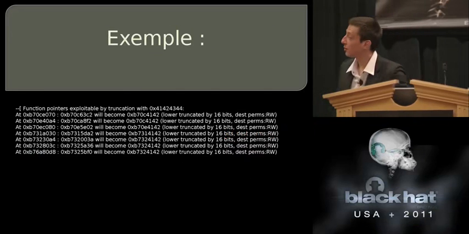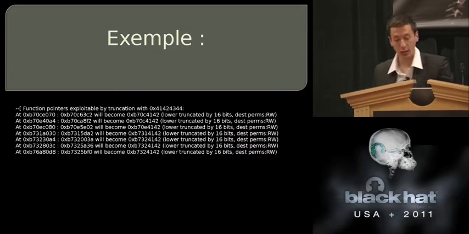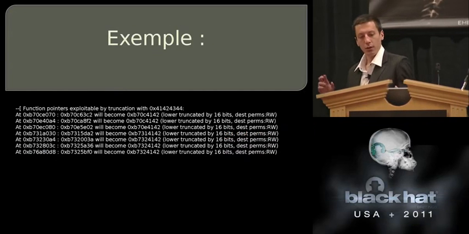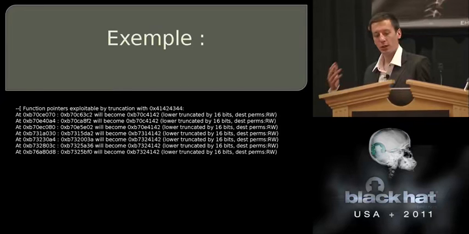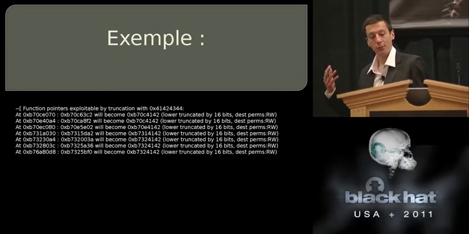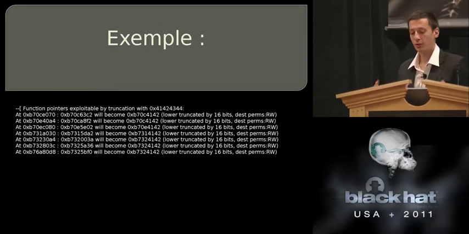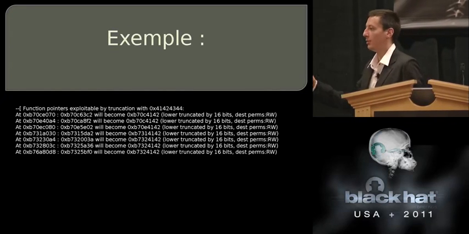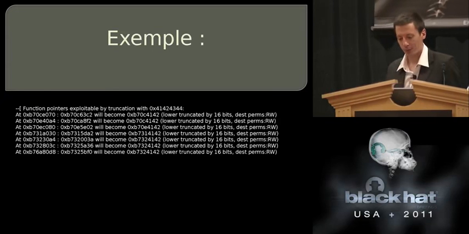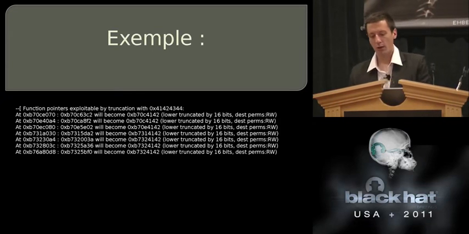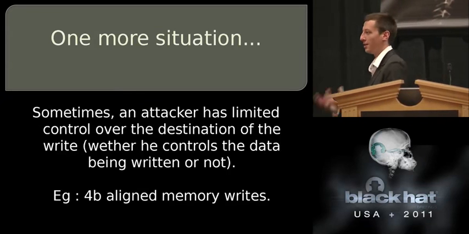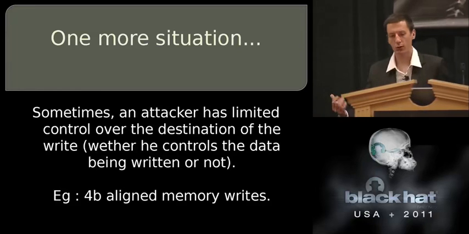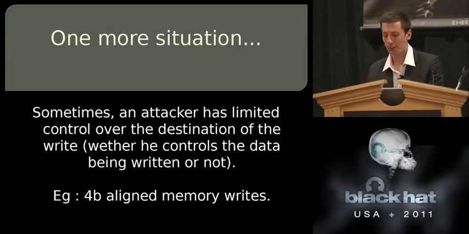So this is an instance of the tool running. It tells you that if the only value you can write is 41, 42, 43, 44, you can actually perform several truncations on several pointers, and they will point to valid memory, in this case, writable memory. Truncations can be of different sizes. They can be upper truncations, lower truncations. The tool can check all of this automatically.